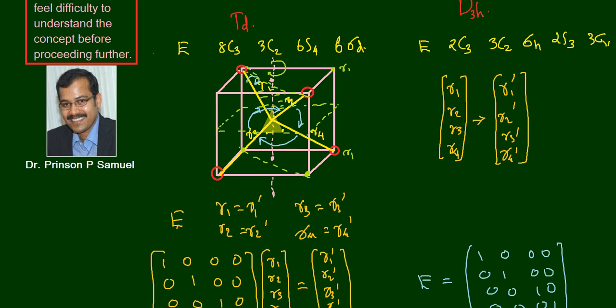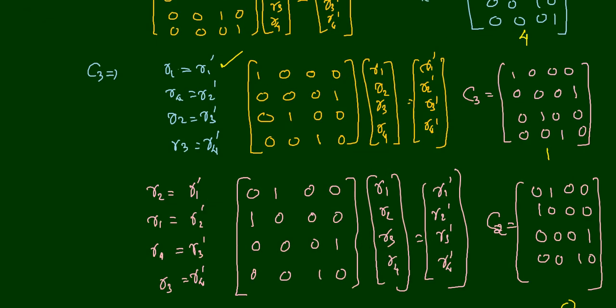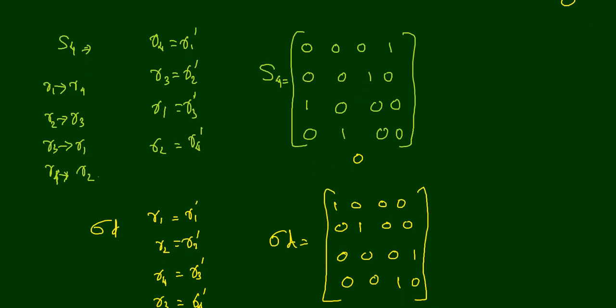That is also not going to give any element in the diagonal position of the matrix, and therefore that character will also be 0.